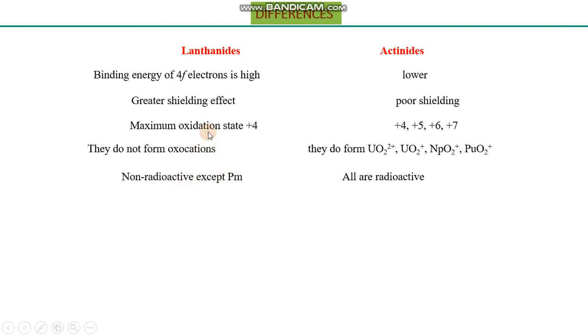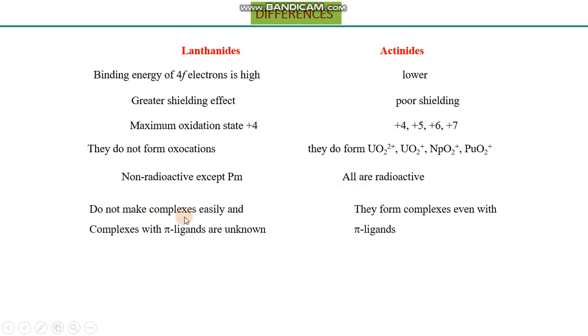Now, lanthanides are non-radioactive. There were hardly one or two members which were not naturally radioactive but were artificially radioactive. Only promethium was radioactive in the lanthanide series, on the basis of certain phenomena required for radioactivity. While if you look at actinides, most of these members are radioactive, and most of them are naturally radioactive elements.